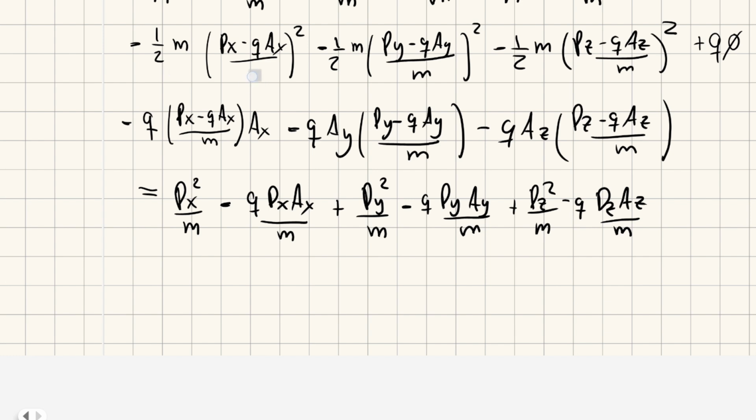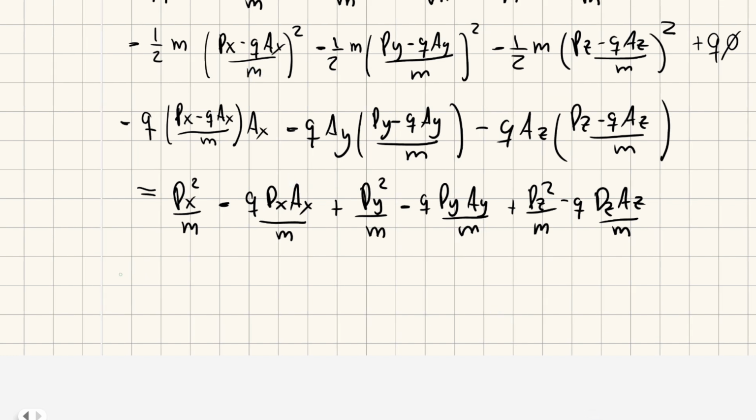So we will get an m in the denominator. So that means that here we will have minus 1 divided by 2m that multiplies px squared minus 2 px q ax plus q squared ax squared. And then we will have the same for the y and the z element.